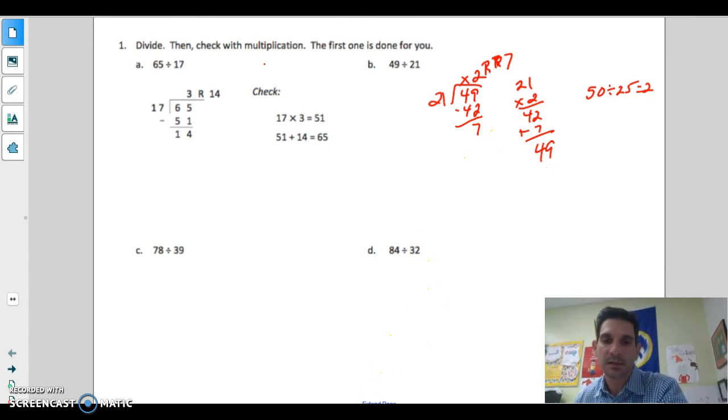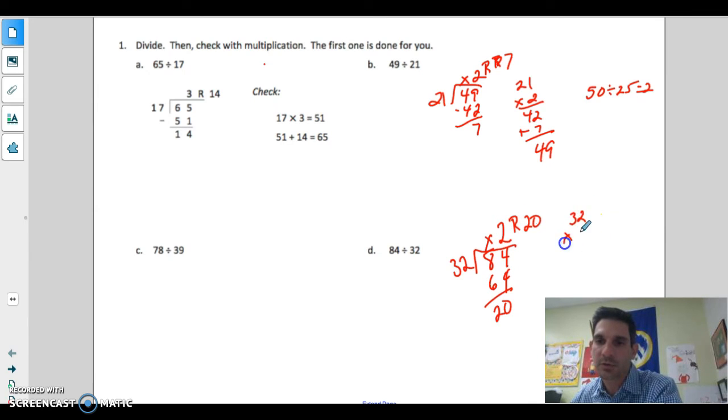Let's just look at D. 84 divided by 32. 32 and 32 is 64. It's pretty close, so I can't go any higher. That's 2. That's 64, minus, that's 20. 20 is less than 32. I can't get another group, so it's 2 remainder 20. So 32 times 2 is 64 plus 20 equals 84.